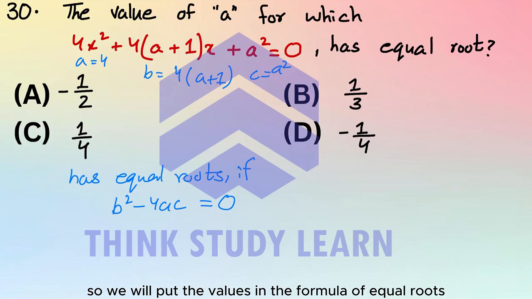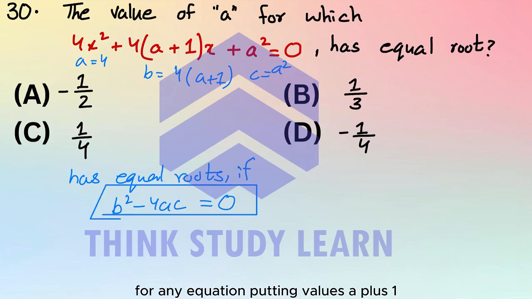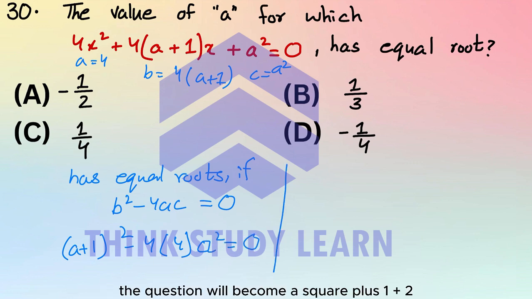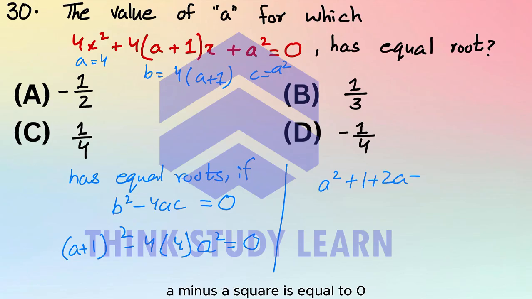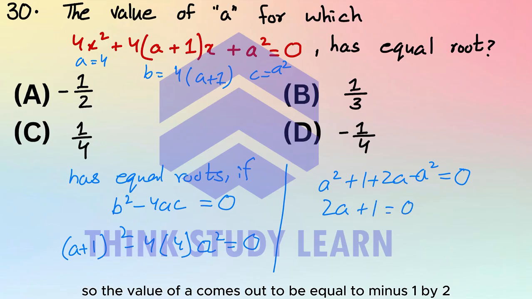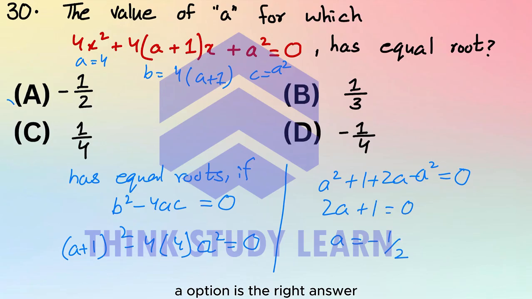So we will put the values in the formula of equal roots for any equation, putting values (a + 1)² - 4 × 4 × a² = 0. The equation will become a² + 1 + 2a - a² = 0. That will be 2a + 1 = 0. So the value of a comes out to be equal to -1/2. A option is the right answer.